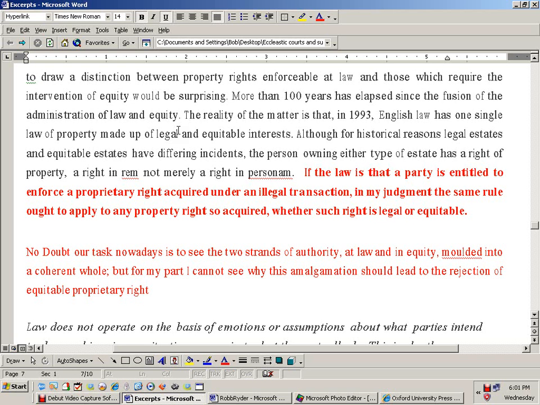If the law is that a party is entitled to enforce a proprietary right acquired under an illegal transaction, in my judgment, the same rule ought to apply to any property right so acquired. So no matter whether it's any property right. Well, what property rights you got? You got equitable right and legal right. So acquired, whether such is legal or equitable. Okay. So if the law is that a party is entitled to enforce a proprietary right acquired under an illegal transaction, in my judgment, the same rule ought to apply to any property right so acquired, whether such right is legal or equitable. Doesn't matter how they got the right.